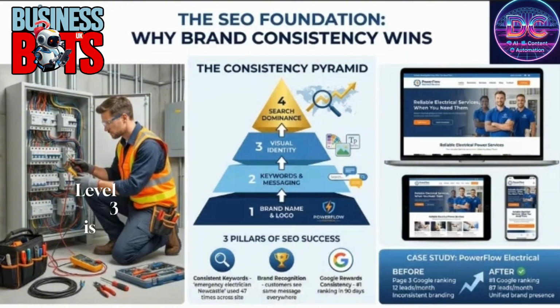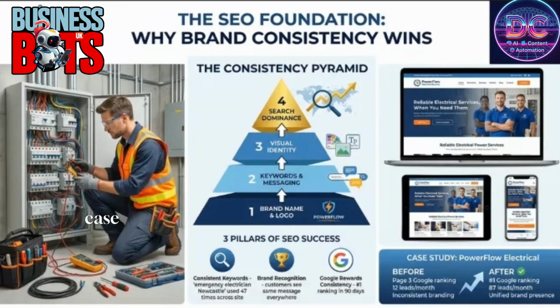Level 3 is visual identity. Does your Facebook look exactly like your website? Do you have the same images on? Do you have the same offers on? Do you have the same messaging? Do you have your core beliefs, your strategy, what your company stands for? And level 4 is the result. That's when you'll get search dominance. But it can take time, it can take a bit of effort, and it can take a little bit of understanding.